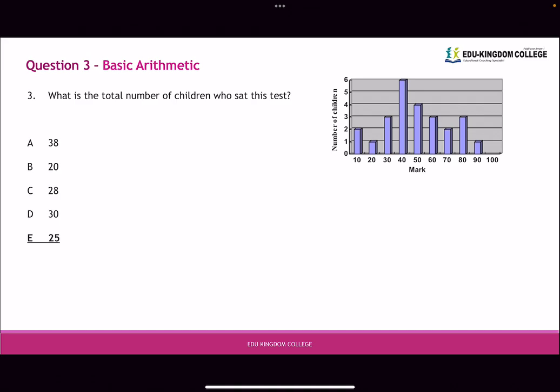So question 3, what's the total number of children who sat this test? So there's 2 here, 1 here, 3 here. So we'll look at this row. The higher it is, that means that we have this many students there. So 2, 1, this is 3, this is 6, this is 4, 3, 2, 3, 1. And then no one got 100%, unfortunately. So 2 plus 1, 3 plus 3 is 6, plus 6 is 12, 14, 17, 19, 22, I've counted that wrong. So 2, 3, 6, 12, 16, 19, 21, 24, 25. So 25 in total. So E is our answer.